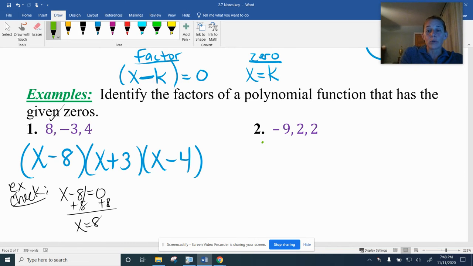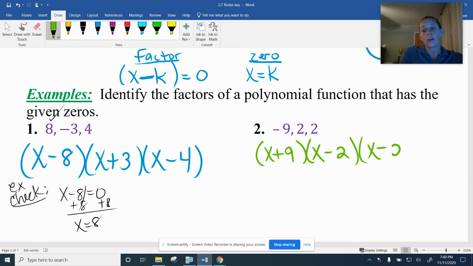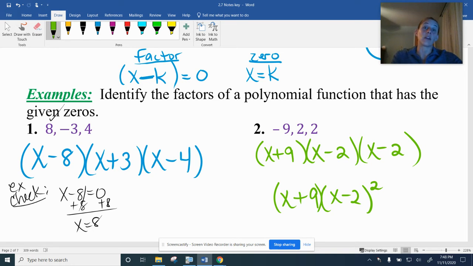Okay, number 2, this would be x plus 9, x minus 2, and then notice that we have a second 2 there. There would be another x minus 2. So the better way to write this would be as the square of a binomial, so you would write x minus 2 squared. And this would typically represent that there's going to be a tangent portion of that graph. So that graph would be tangent to the x-axis at the value of 2.